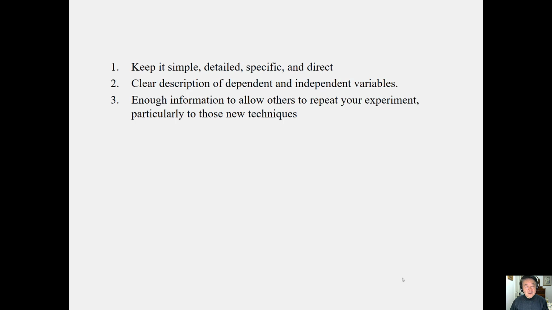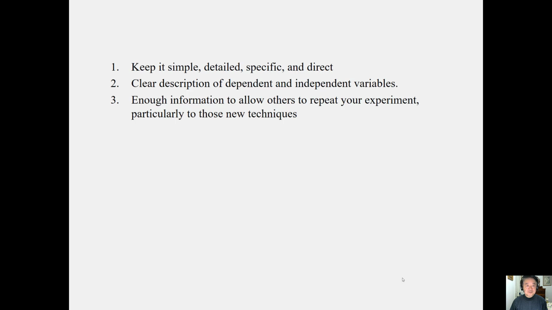The first thing is, when you write a method section, keep it simple, but detailed enough for people to repeat it. However, if the method has been used by many others, you can keep it simple because they can find the method somewhere else. You don't have to describe it in great detail, but if it is the first time, you do need to give detailed information for other people to be able to repeat your experiment. Try to be specific and more direct.